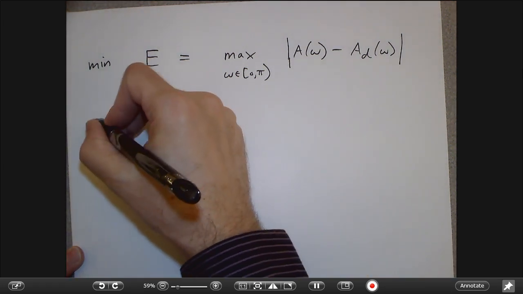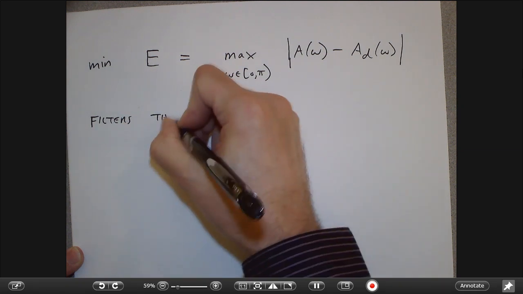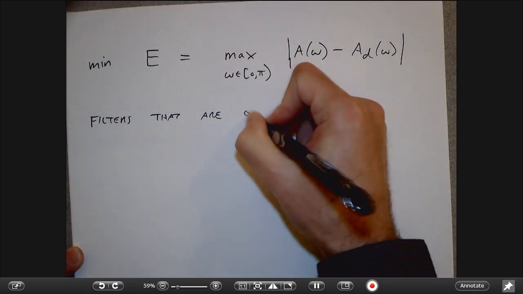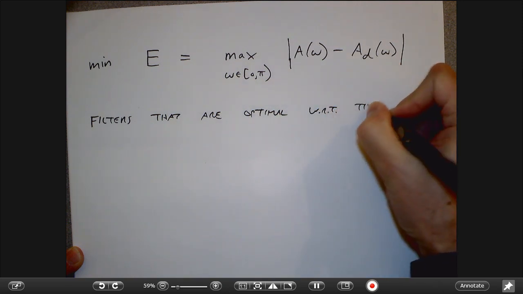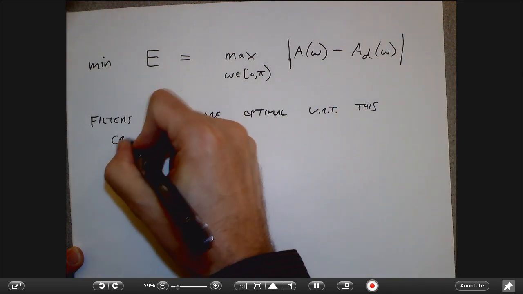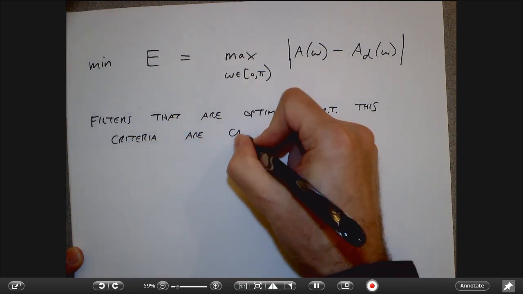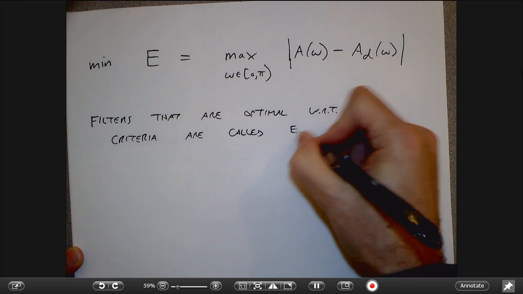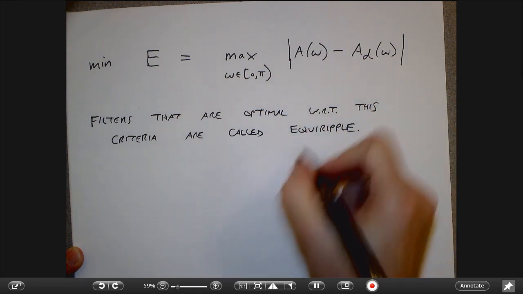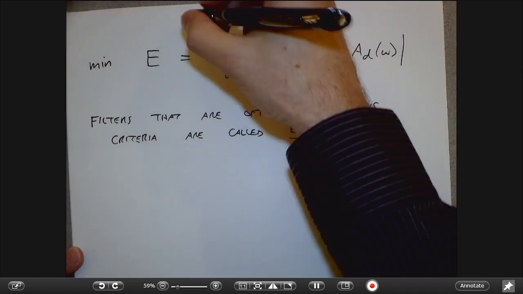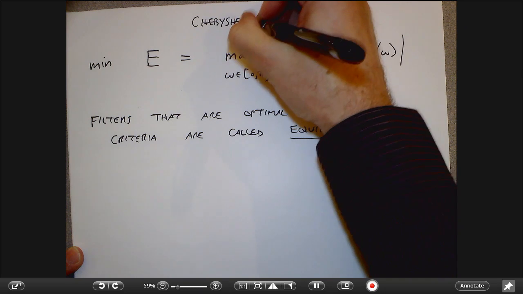And it turns out that filters that are optimal with respect to this criterion are called Equiripple. And this criterion is called the Chebyshev error criterion, or this is called Chebyshev approximation.